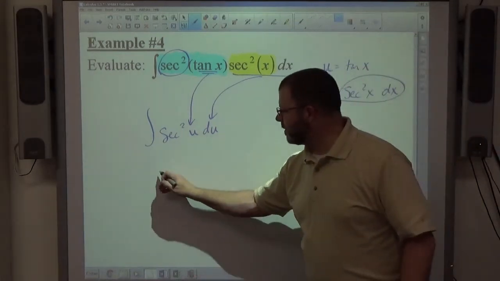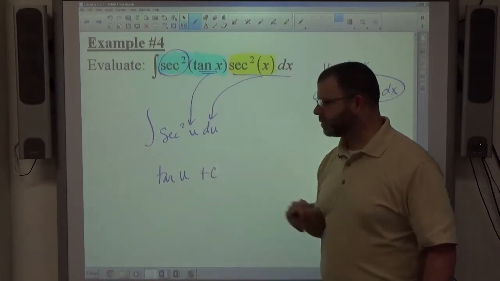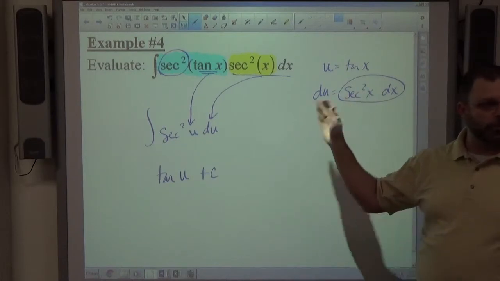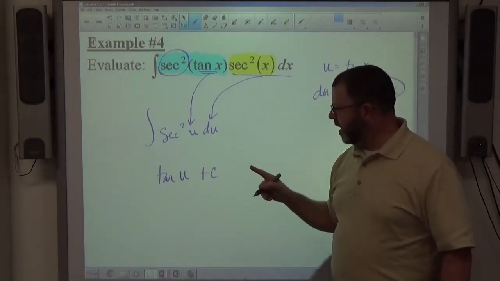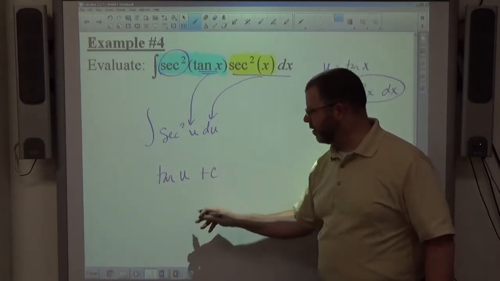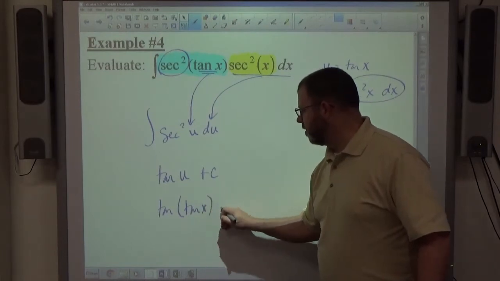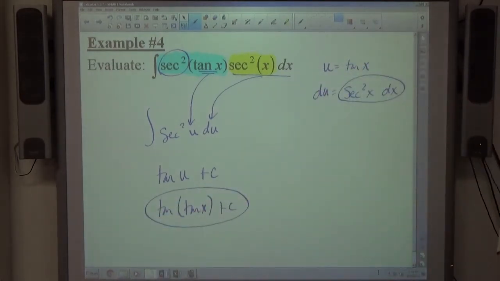Antiderivative of secant squared is tangent. Didn't even have to modify the problem at all, right? It was already constructed properly. So tangent of u plus c, and then again, once I get tangent of u plus c, change u back to what it is: tangent of x plus c. So the original problem was tangent of x plus constant.